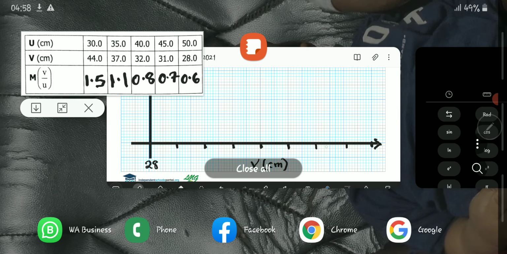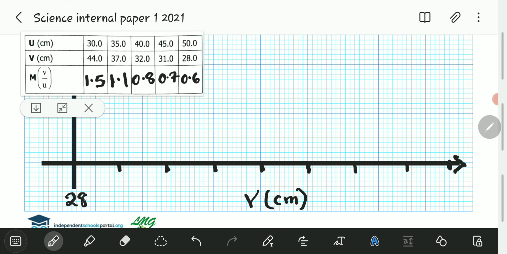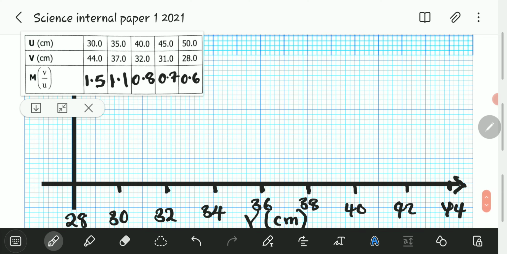So I come back to my graph. I'll say 28 plus 2, which is 30. 30 plus 2 is 32. 32 plus 2 is 34. 34 plus 2 is 36, 38, 40, 42, 44. If we count 1, 2, 3, 4, 5, 6, 7, 8 boxes have been used. Sorry, not 48, it's 44.